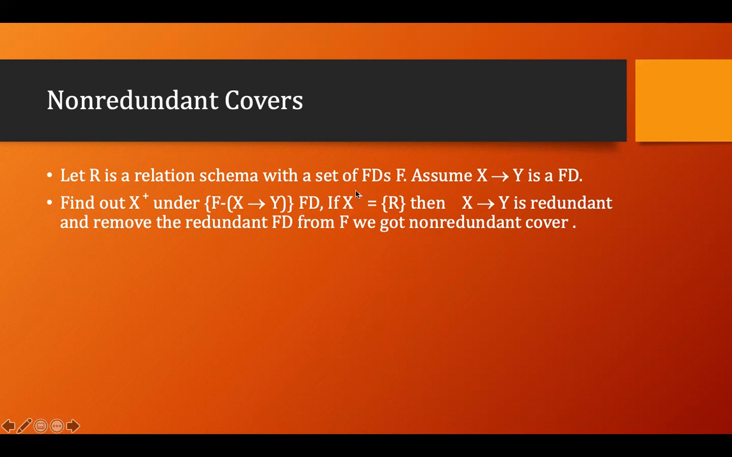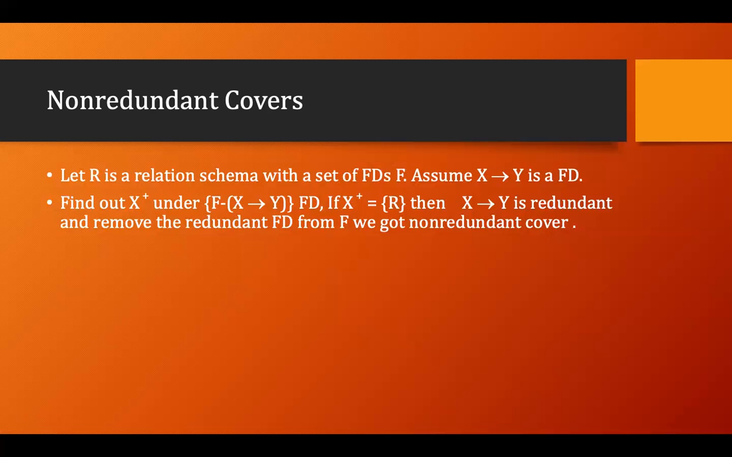And we find out the x closure. And if this x closure is equal to R, then we can say that this x determines y is redundant. And we'll remove the redundant functional dependency from the functional dependency set F. And we got the non-redundant cover. Getting it?